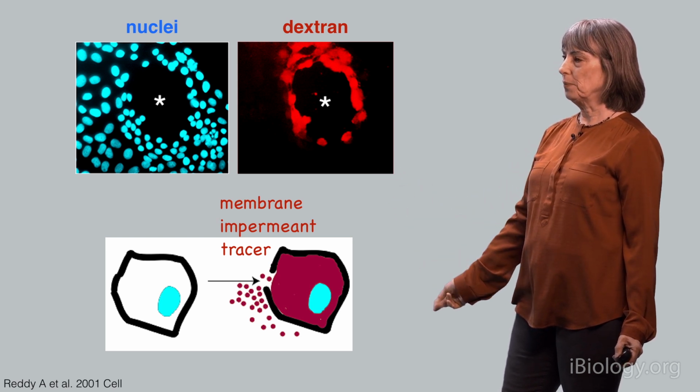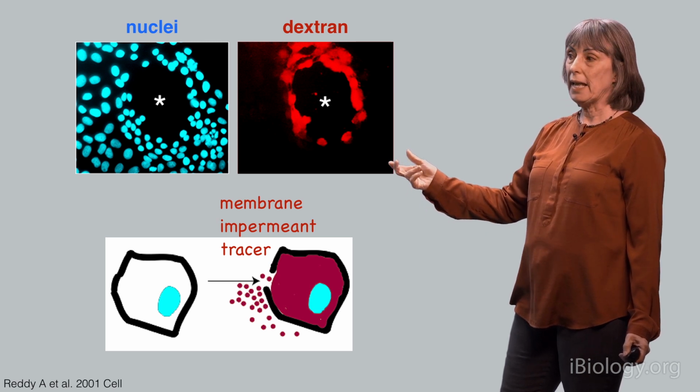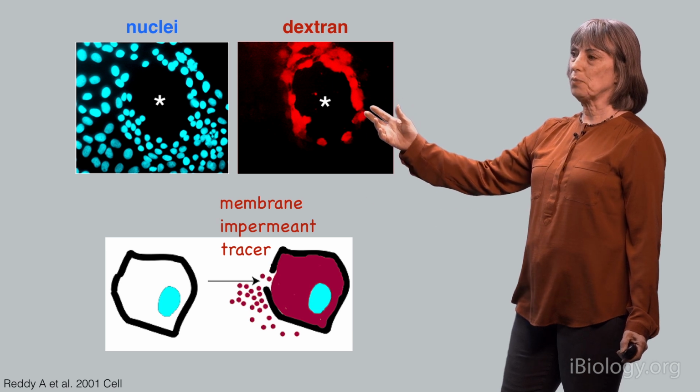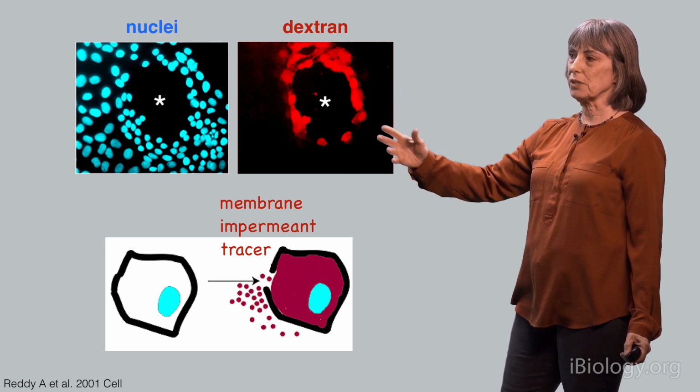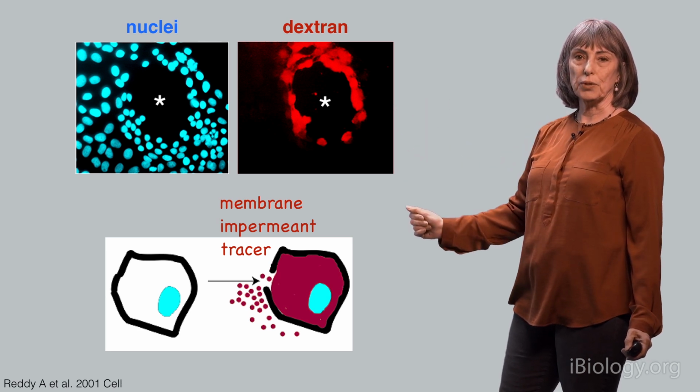We followed this rapidly with a membrane impermeant dye, in this case a red dextran. And this dye cannot cross intact membranes. So what this experiment immediately tells us is that the cells on the periphery of this wound got wounded and allowed entry of the dye.